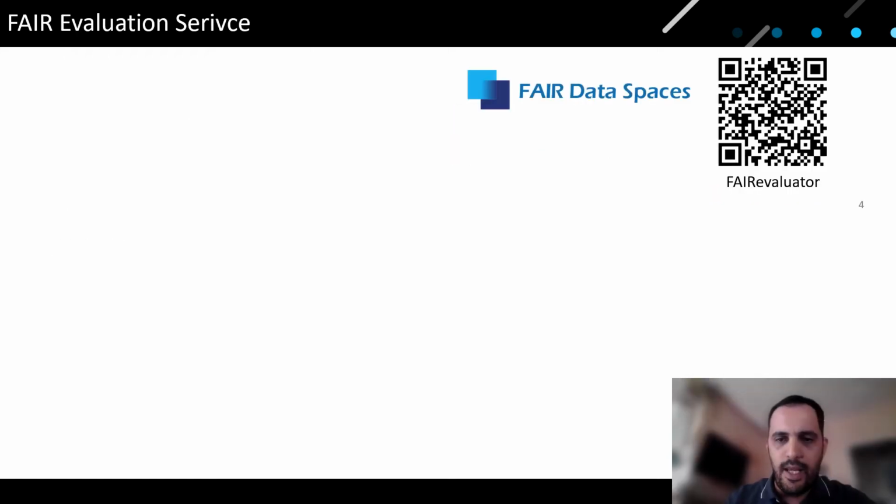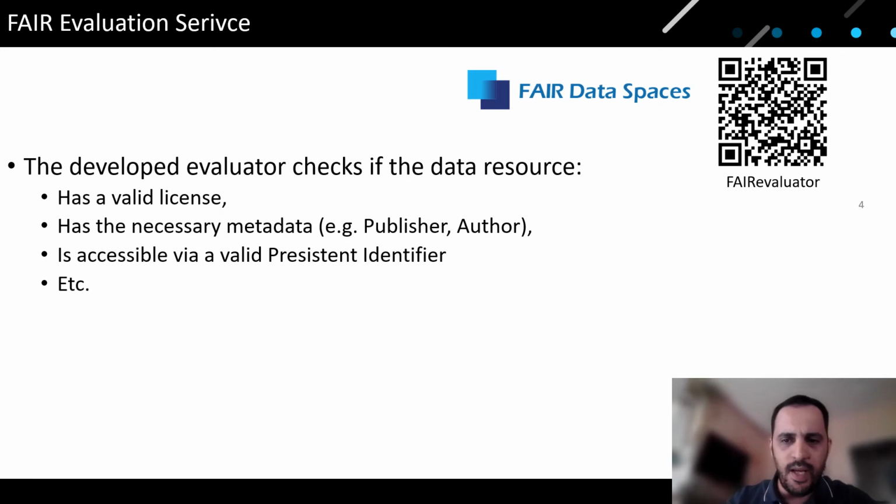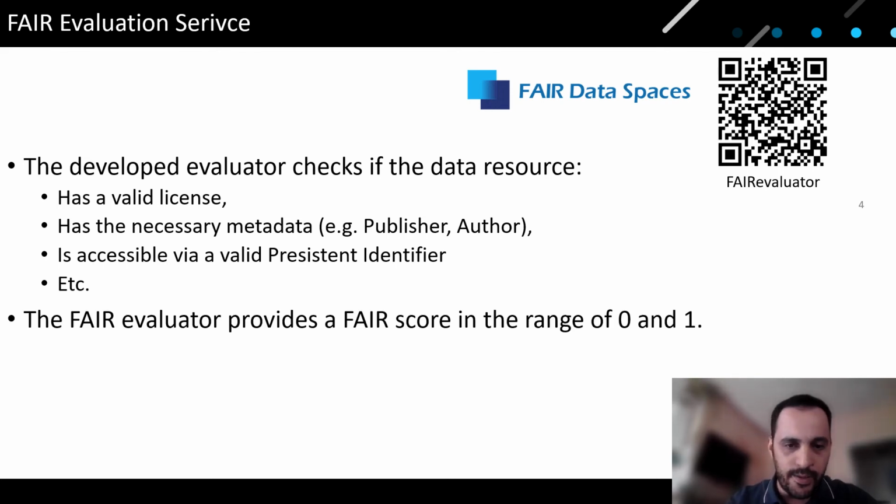In the FAIR Data Spaces project, we developed a FAIR evaluation service which can be integrated in the International Data Space Connector. This evaluation service checks if the data resource has a valid license, has the necessary metadata, such as the publisher, author, publication date, and whether it is accessible via a valid persistent identifier and many other checks. The service provides a FAIR score or fairness score in the range between 0 and 1. However, these metadata are provided by the data provider.